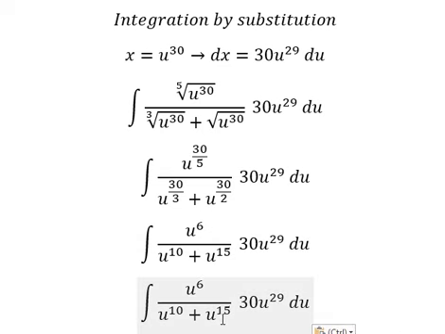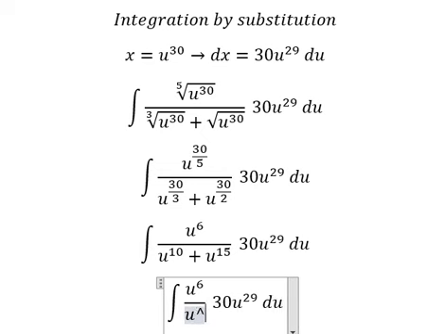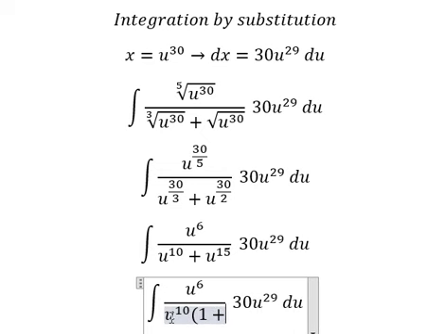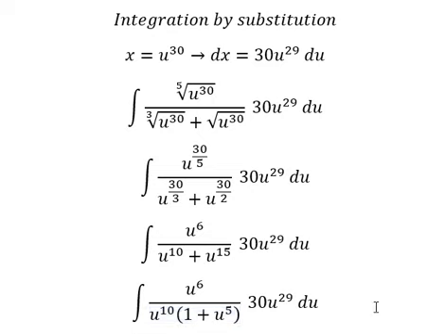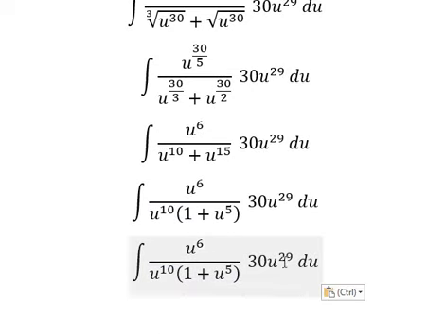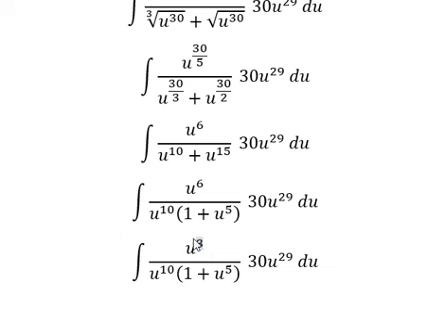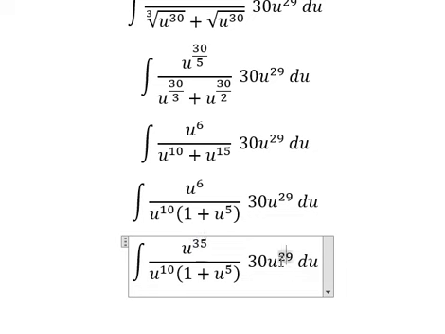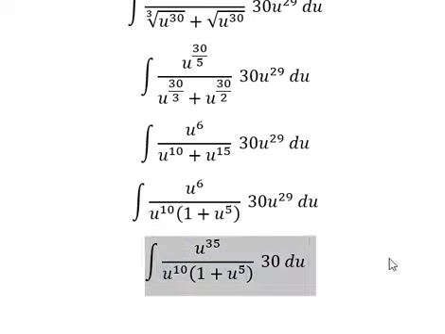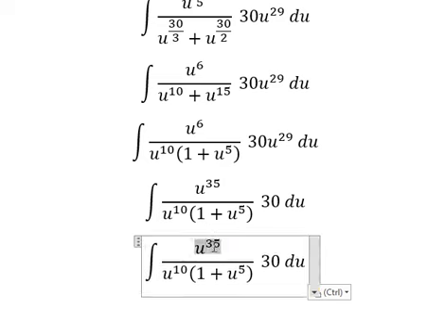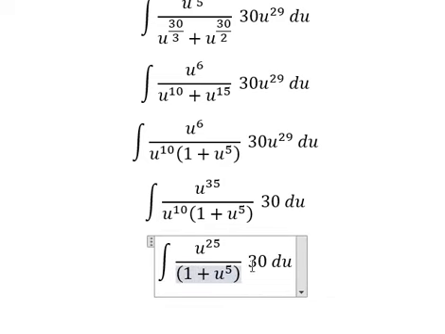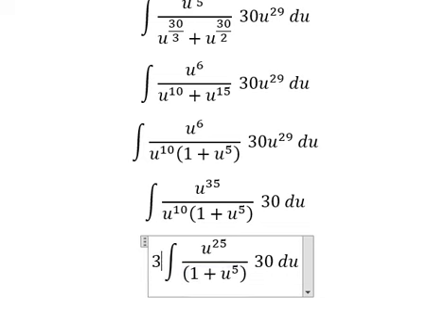So we can do factorization by u to the power of 10. (29) plus 6, that is 35. So we simplify. So I will put 30 outside.